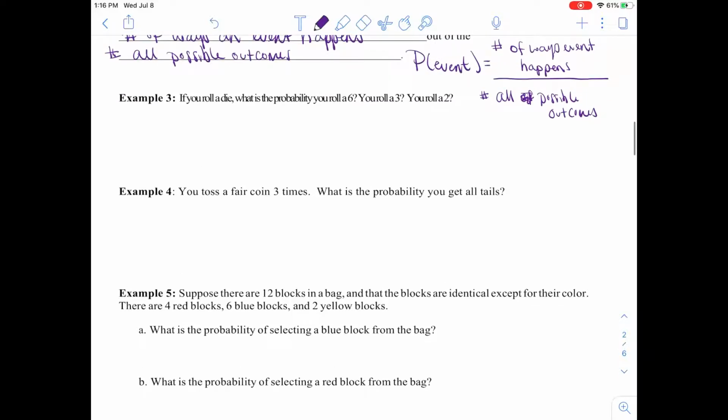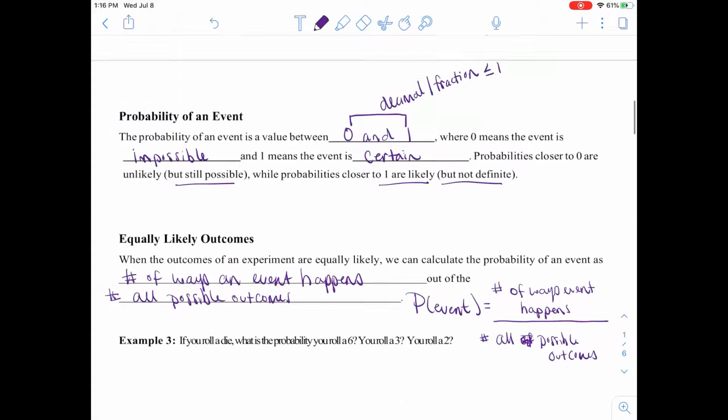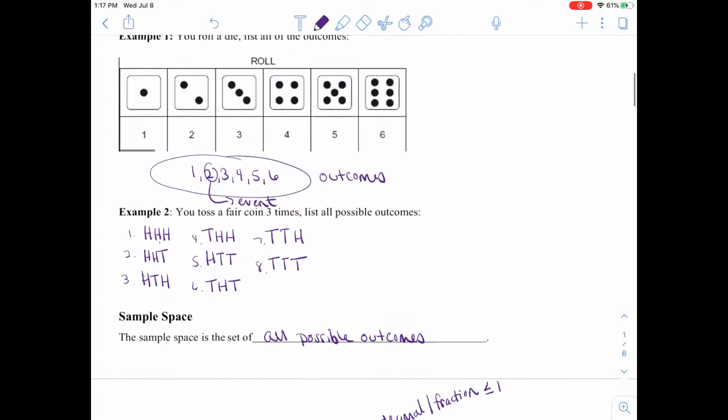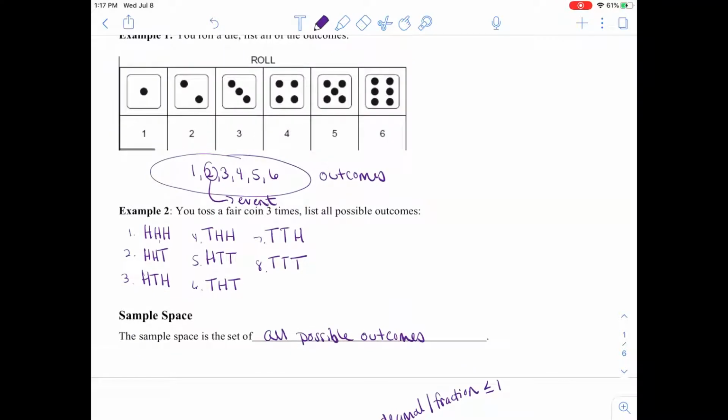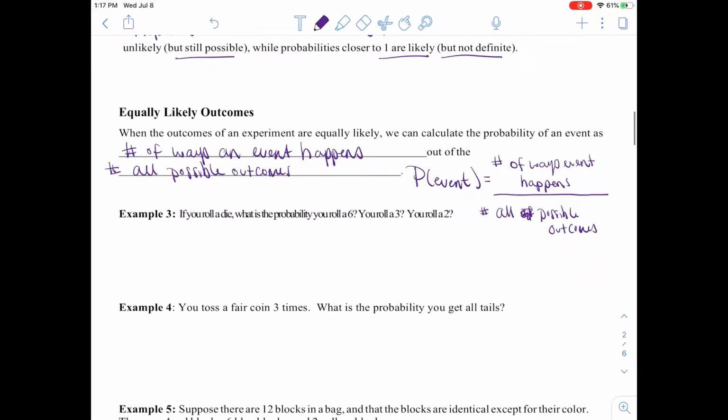All right, so let's put this to use. In example 3, you roll a die. What is the probability you roll a 6? I'm going to go up to our previous example because we already had our outcomes listed. So here are all of our outcomes. We have 1, 2, 3, 4, 5, 6 possible outcomes. So that's always in your denominator. I'm going to use our notation, probability of rolling a 6.